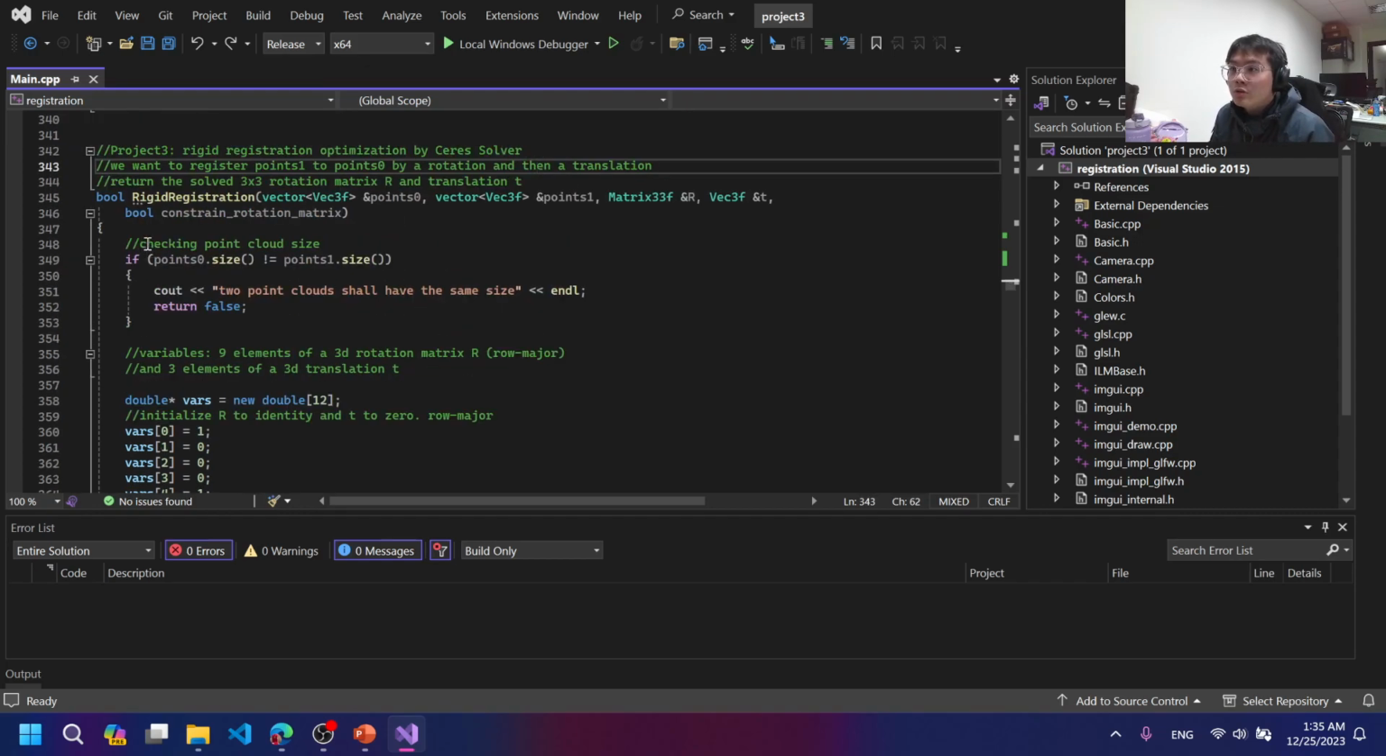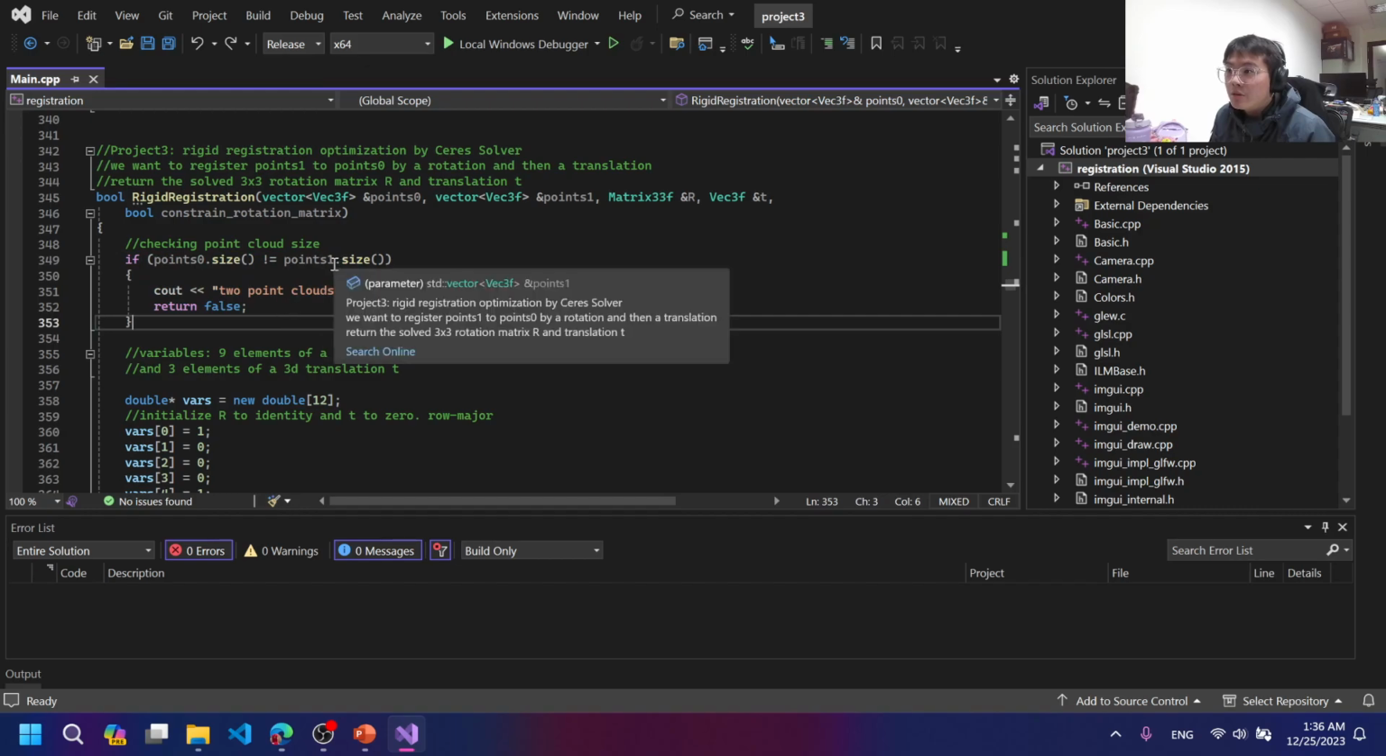First of all, there's nothing odd over here. The inputs are points 0 and points 1, and we have to register points 1 to points 0. That's what it says. Then we have our rotation matrix, our translation matrix, and there's a constraint rotation. We don't have to do that right now. Currently, we are just basically comparing the sizes: the size of point cloud 1 should be equal to the size of point cloud 0.